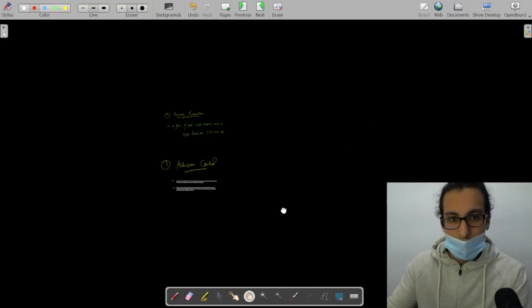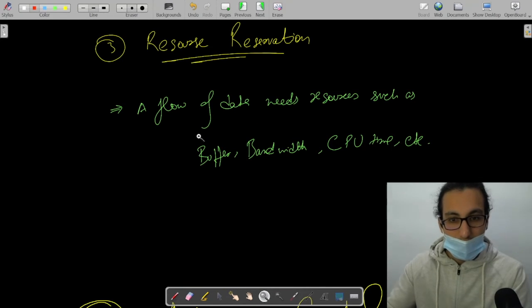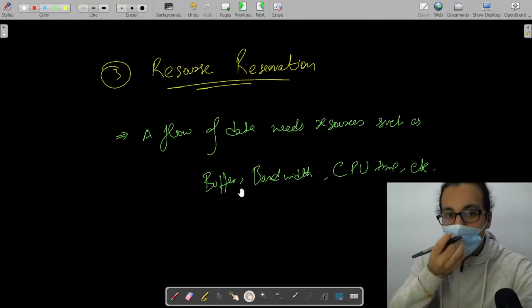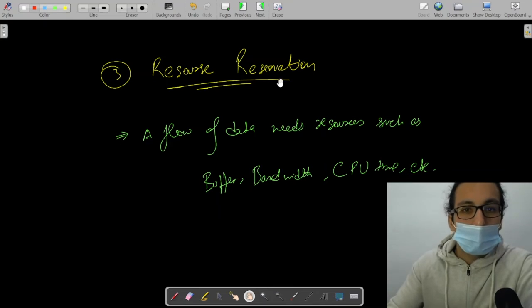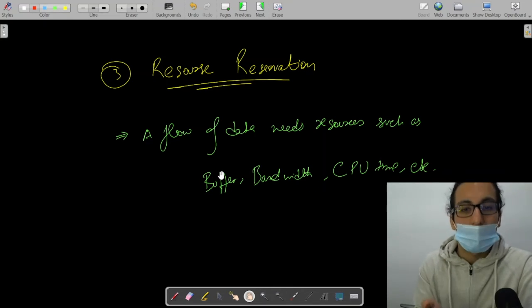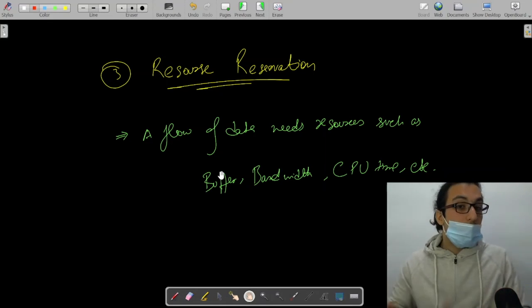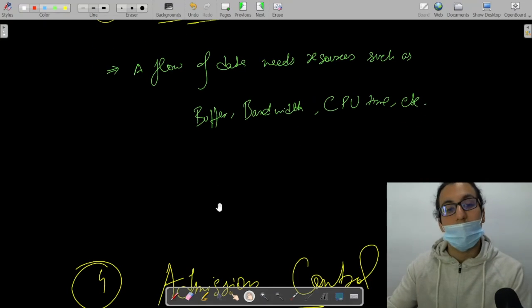Now let's go to the other side and read about the remaining. So third is resource reservation. A flow of data needs resources such as buffer, bandwidth, CPU time, etc. So that all is handled by resource reservation.